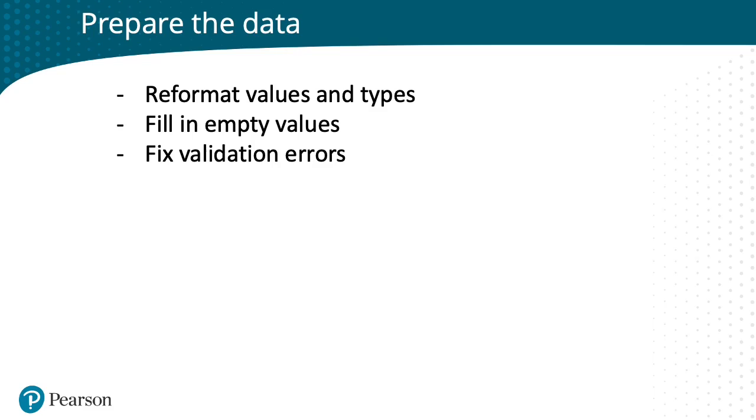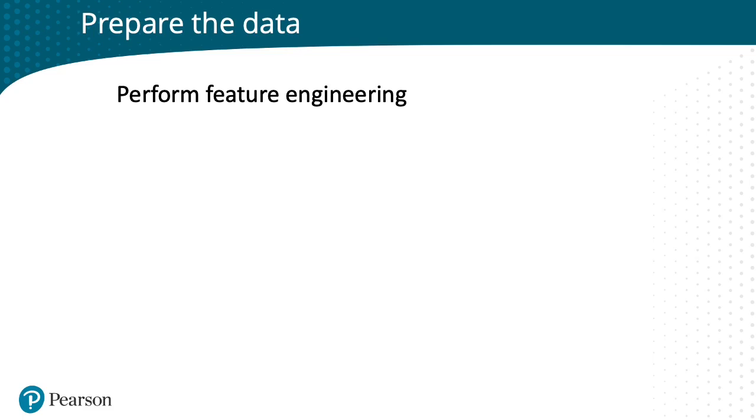And if there are any validation errors, so maybe at some point in your data integration phase, you have a script that runs and tells you where the problem areas are in your different data sources, you can go ahead and fix any validation errors that come up from there. So once you've got the data cleaned, you know what values to expect and the types that you're looking for, you can go ahead and start your feature engineering.